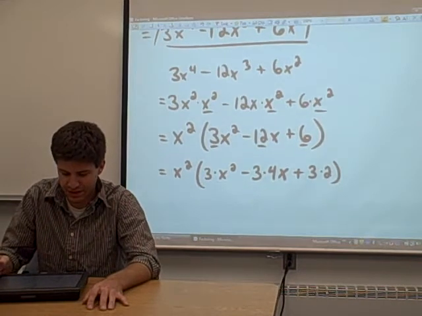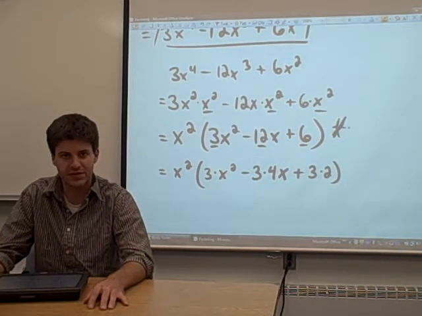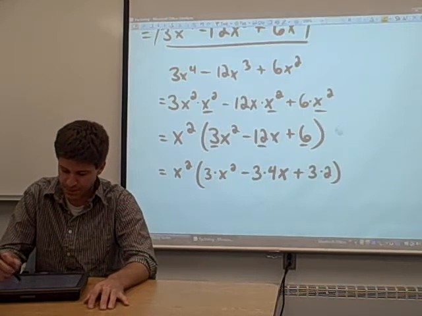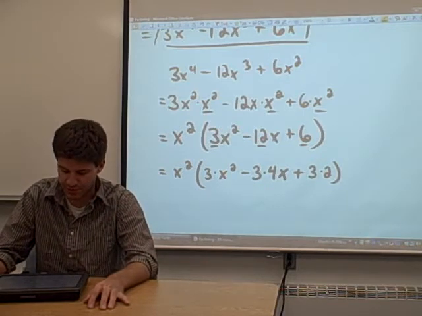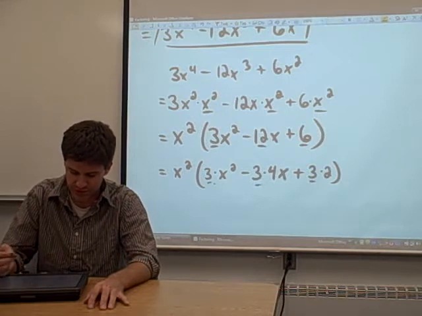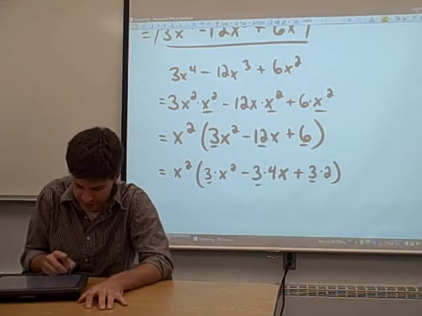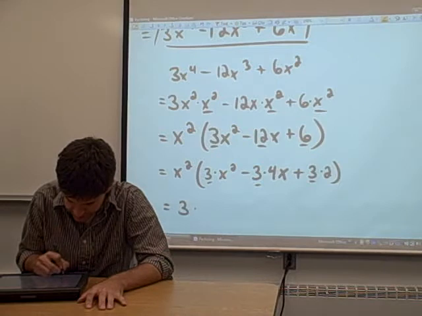Now we can do the same thing that we did up here in this step. We did the opposite of the distributive property. We said there's a 3 in each one of those terms, so we can pull it out of the parentheses like this.